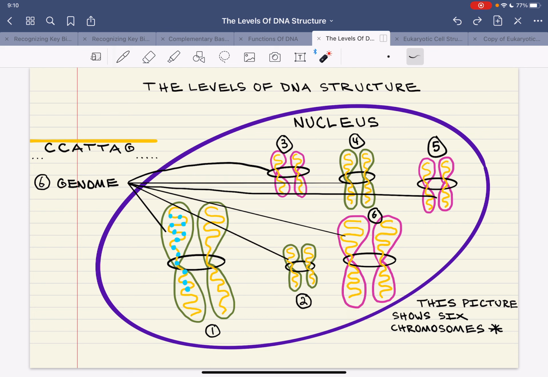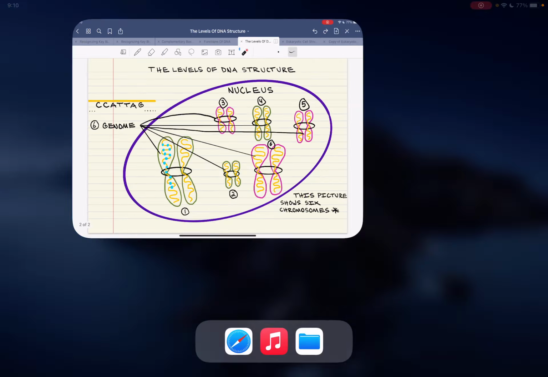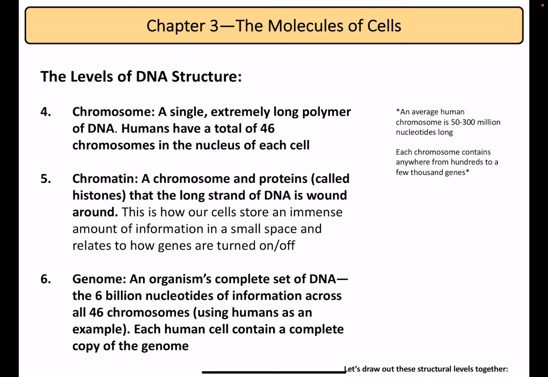So we have 6 of them. More importantly, each chromosome is one DNA molecule. It's one extremely long, double-stranded DNA molecule. Well, just about how long? Well, with respect to humans, on average, 50 to 300 million nucleotides in a row. That's pretty long.